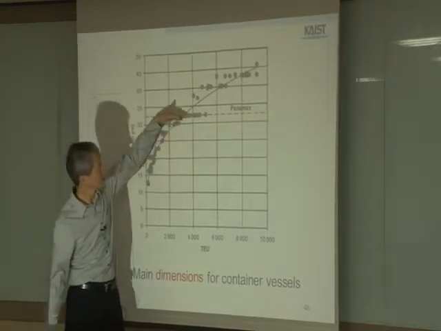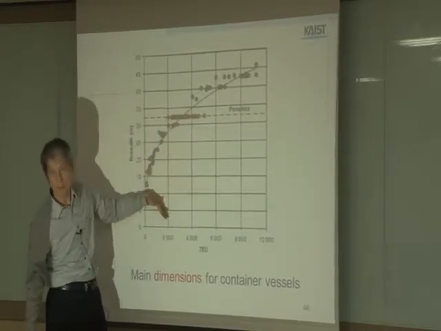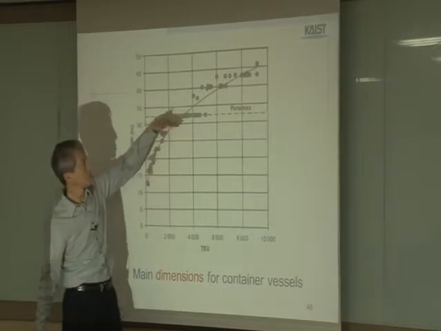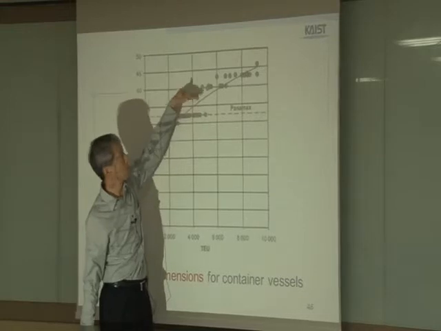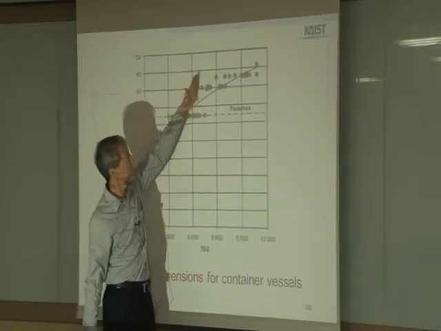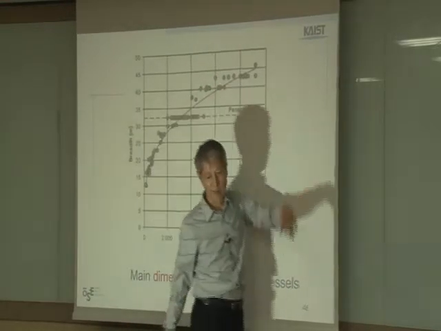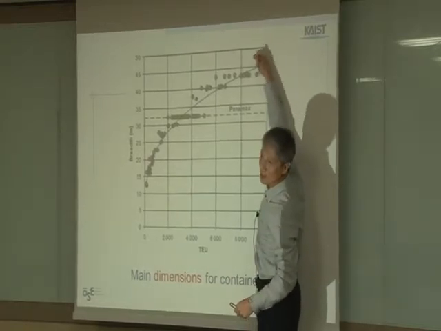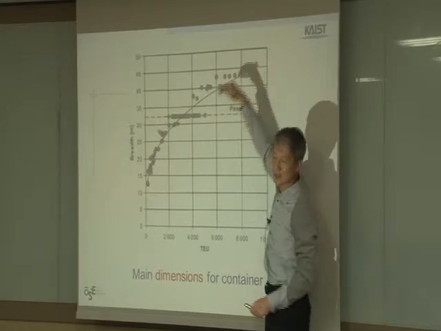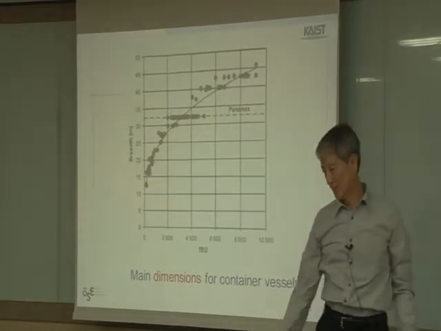This is Panamax. Below it, ships can pass through the Panama Canal. Above it, they cannot. So there is a jump for post-Panamax, and then it keeps going on. There should be another new line around here, since the new Panama Canal is opening in the future.